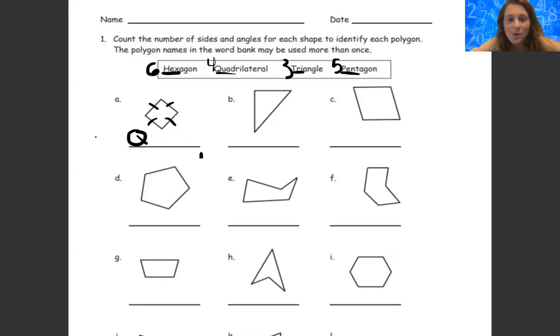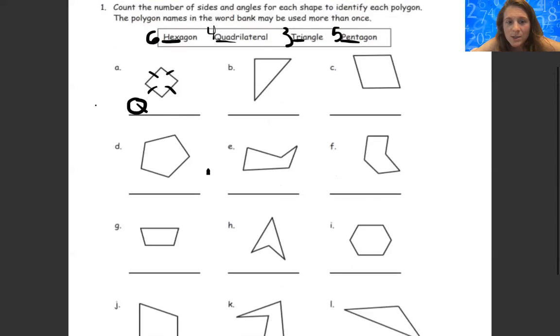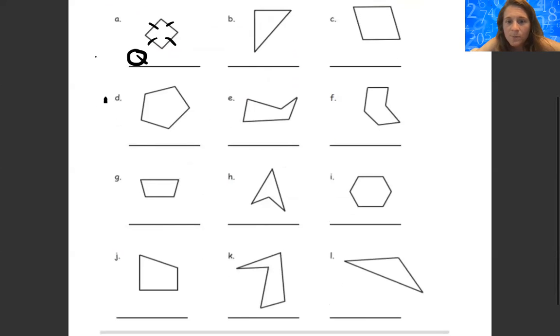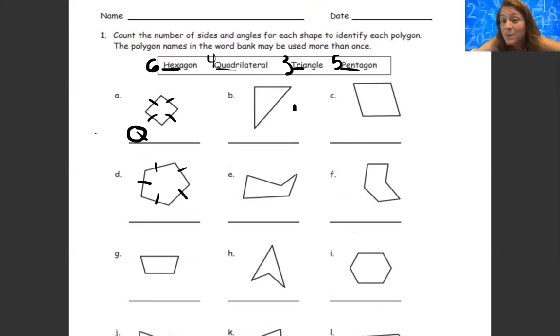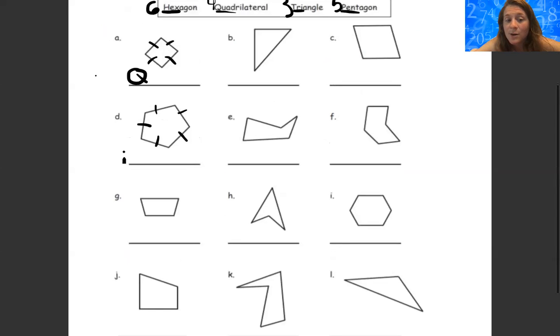All right, let's go ahead and we're actually going to go down to this row. We're going to do some in this row. Let's do D. How many sides does D have? 1, 2, 3, 4, 5. 5 sides. What was our word for 5? What shape? A pentagon. You are correct. So you're going to write the word pentagon. I'm just writing a P. You write out the whole word.